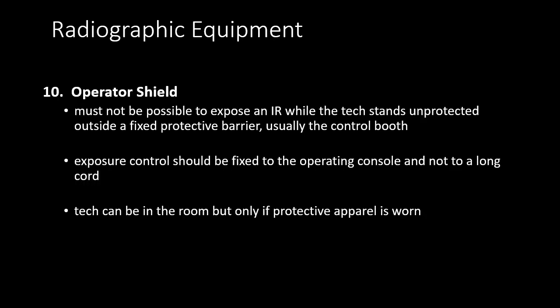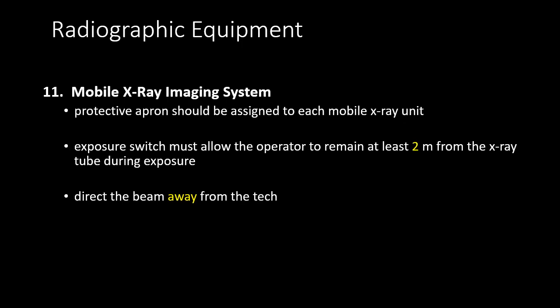Number ten, it must not be possible to expose an image receptor while the tech stands unprotected outside a fixed protective barrier, usually the control booth, during a radiographic procedure while they're taking the exposure. So the exposure control should be fixed to the operating console, not to a long cord. The tech can be in the room, however, but only if protective apparel is worn.